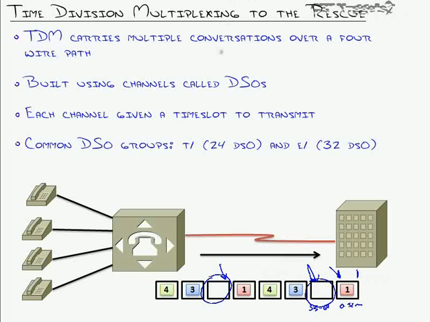Common TDM groups, or DS0 groups, are a T1 line, which is 24 DS0s, and an E1 line, which is 32 DS0s. Now, just a moment ago, I mentioned E1 was 30 DS0s because it's thinking with a data mindset. E1 is used all over the world except for the United States, Canada, Japan, and a few other regions that use T1 lines.